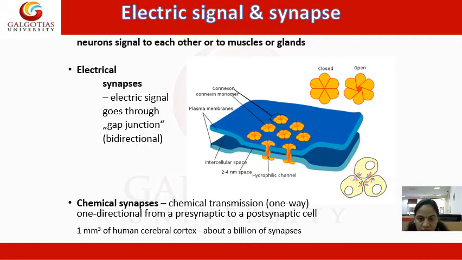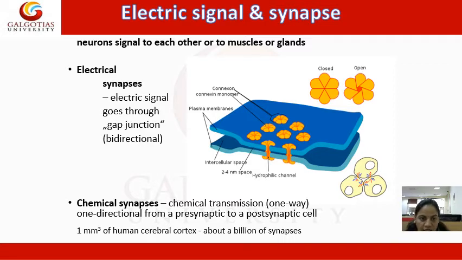This is the intracellular space, the space between the two cells. This is the plasma membrane. This is the intercellular space. The size and the thickness may be 2 to 4 nanometer. This is the hydrophilic channel, and this is the connexin monomer. You can see this is the closed one and this is the open one. So how the electric signal passes from one layer of the membrane to the other layer, or it starts from one point of the membrane and it is leaking through another part.